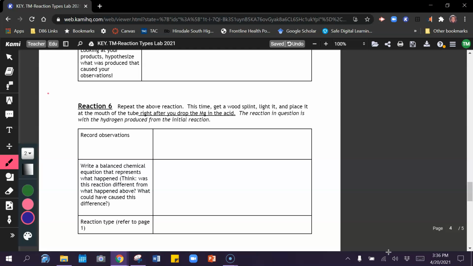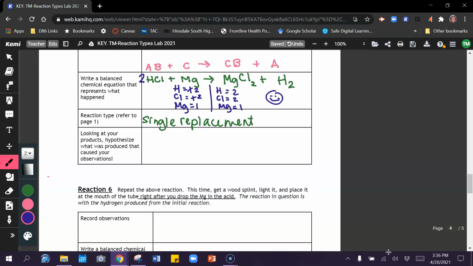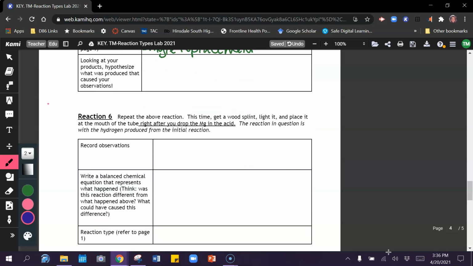With reaction 6, we are doing a reaction with the hydrogen gas that we produced in reaction 5. So what we're doing here is we're taking the vapor and we're lighting it on fire, which means that we are adding oxygen to it. And we are going to produce water droplets. So we get H2O or water.